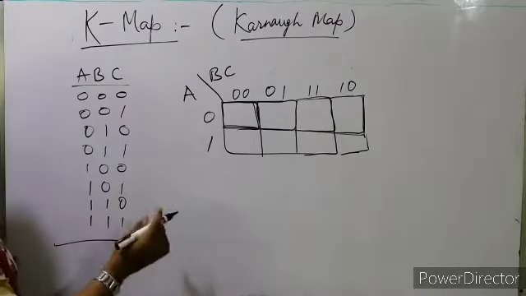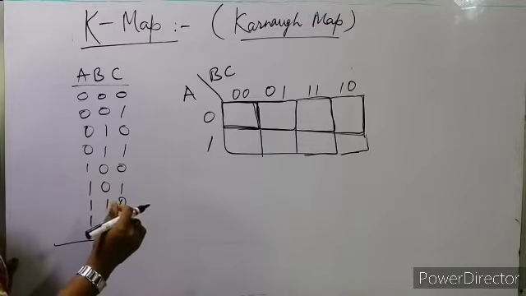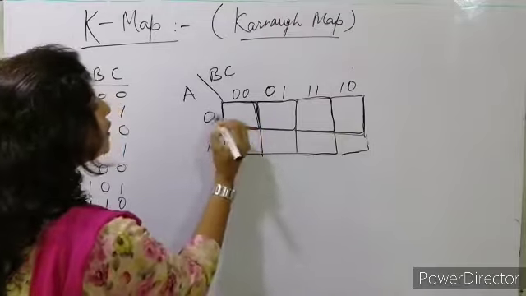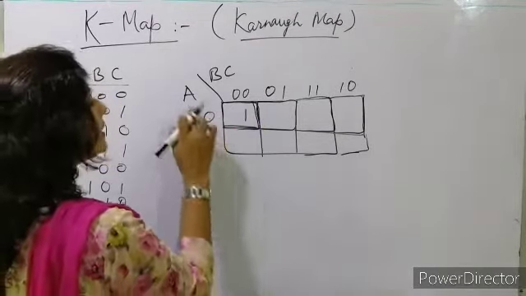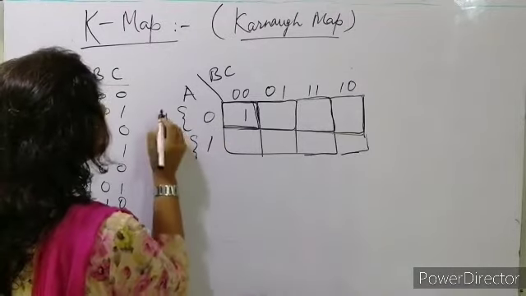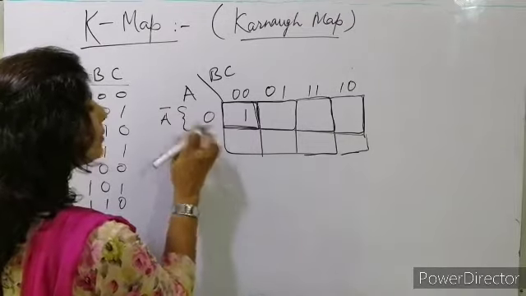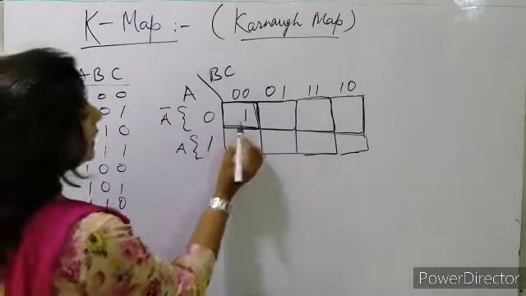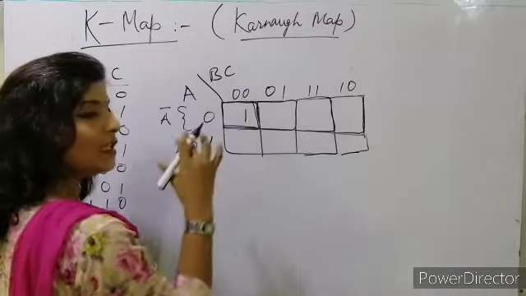For each product term write 1 in all the squares which are included in the term, otherwise you have to write 0. If it is 0 0 0, we'll write 1 here. This one is for A complement and this one is for A, because A will be 0 means A complement, and A 1, that is A.